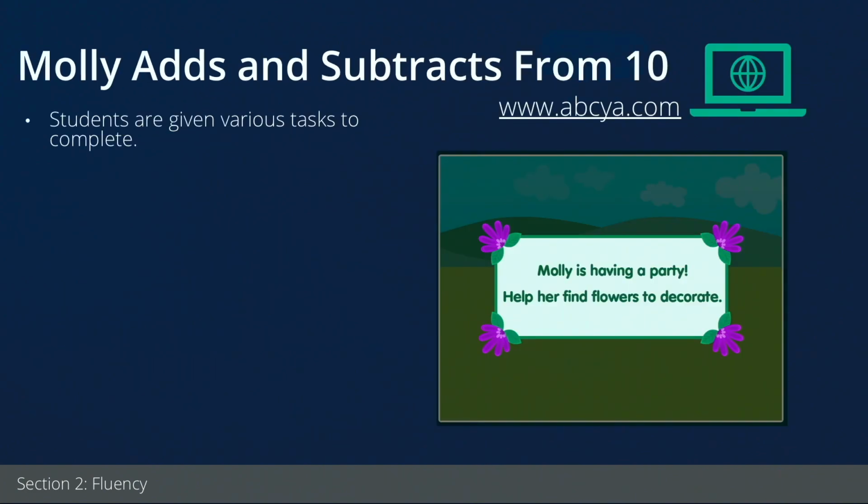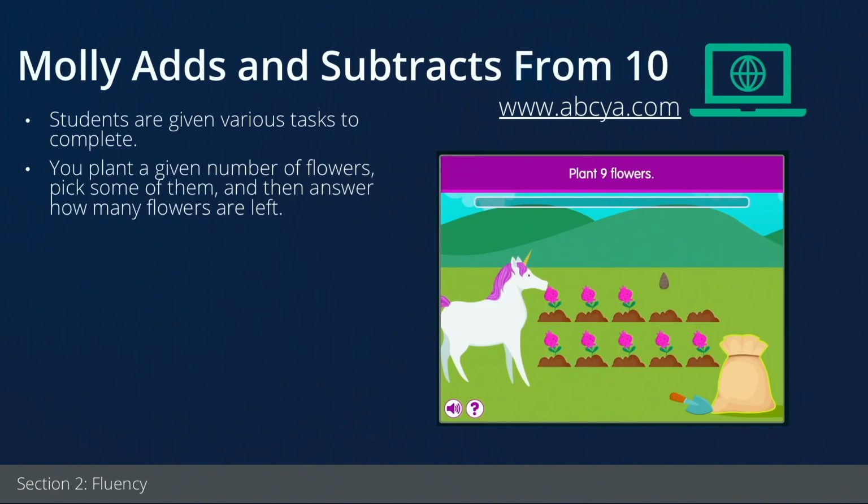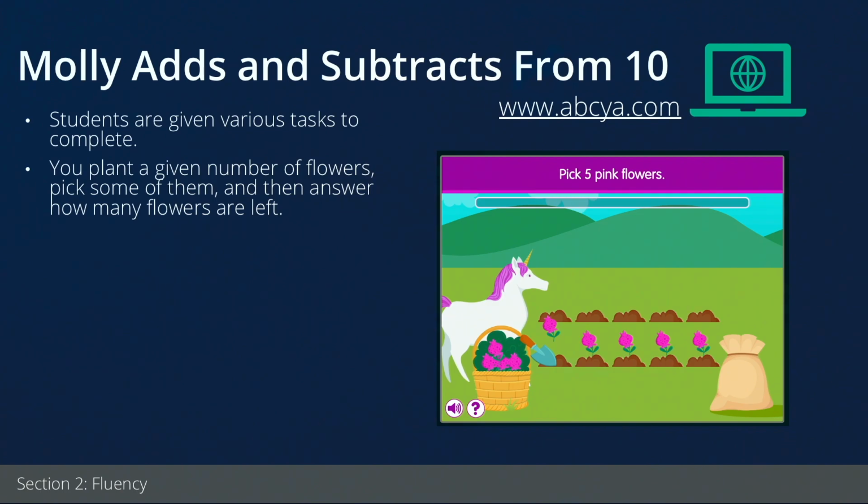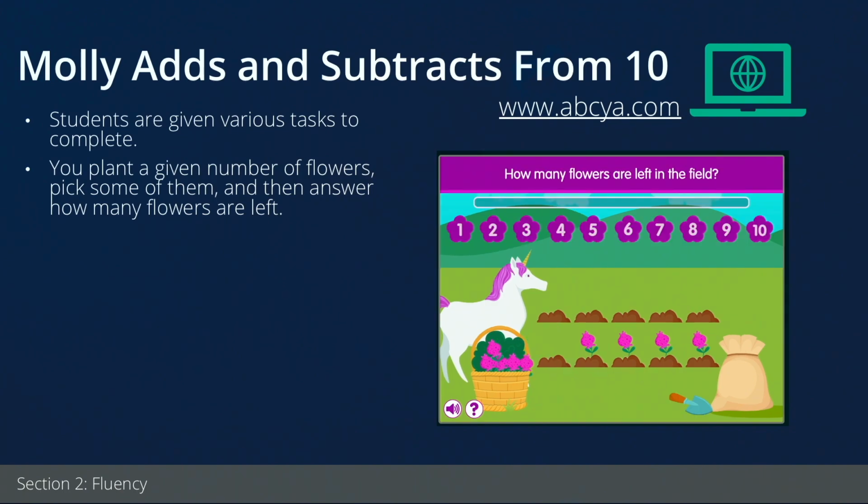Another thing that I could do is play a game. For example, this game here. This game, Molly adds and subtracts from 10. Students are given different tasks. Here, the task is Molly's having a party, help her find flowers to decorate. So there, students are asked to plant a certain number of flowers. There it was 9. And then we pick 5 of those flowers. And then the question is, how many flowers are left in the field?